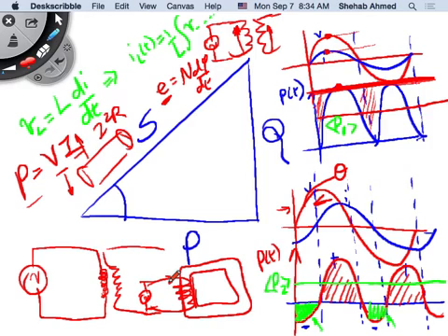So flux does not like air. Flux likes nice magnetic paths. If you provide a nice magnetic path for the flux to flow, it will flow in it. Air is like a big resistance to the flow of flux. That's why if you apply a voltage to a winding and wrap this winding around the core, flux will flow through this core and link all these turns. All these turns in the winding are now linked by a flux.